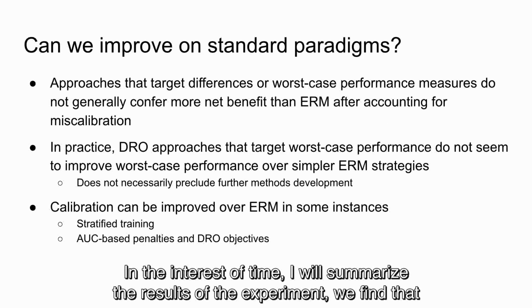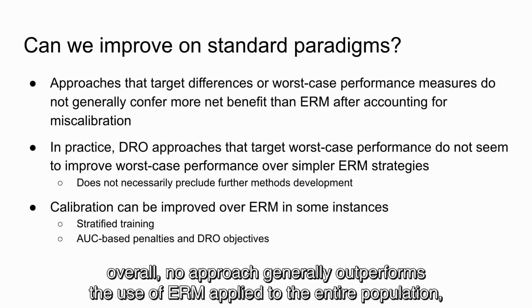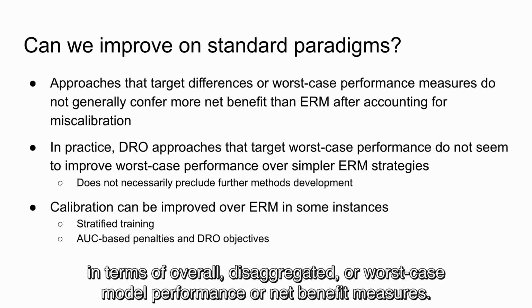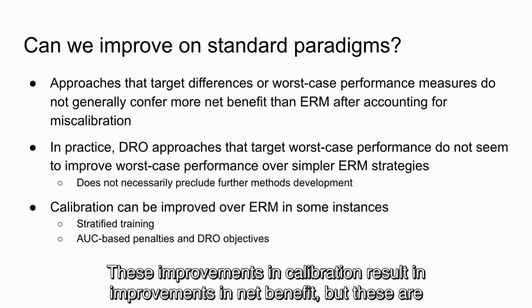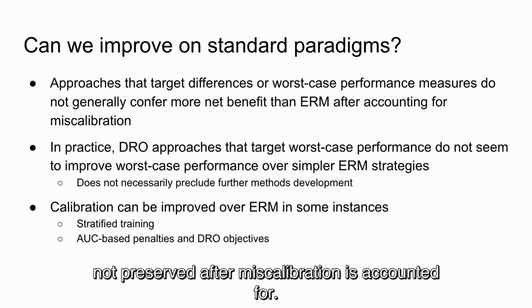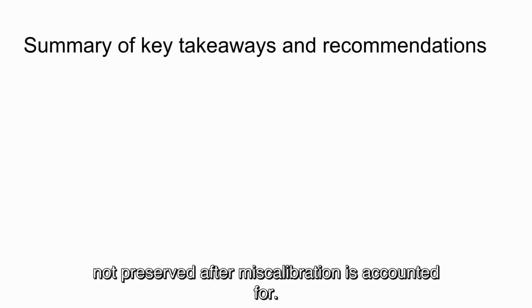In the interest of time, I'll summarize the results of these experiments. We find that overall, no approach generally outperforms the use of ERM applied to the entire population in terms of overall, disaggregated or worst case model performance or net benefit measures. Stratified training, as well as the AUC-based DRO approach, did improve on calibration in some cases. These improvements in calibration result in improvements in net benefit, but these are not preserved after miscalibration is accounted for.